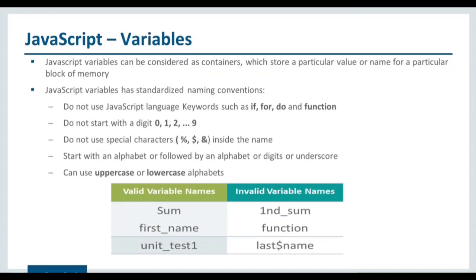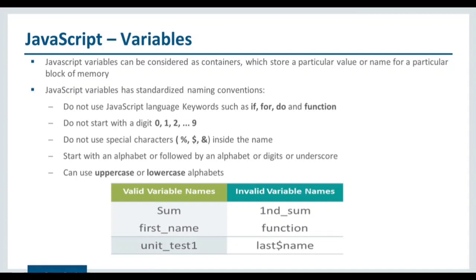You cannot start your JavaScript variable with a digit. Neither can you use special characters like percentage, dollar, ampersand while naming your variable. Always start your variable with an alphabet, and then you can follow that alphabet with a digit or an underscore. You can make use of uppercase or lowercase alphabets.